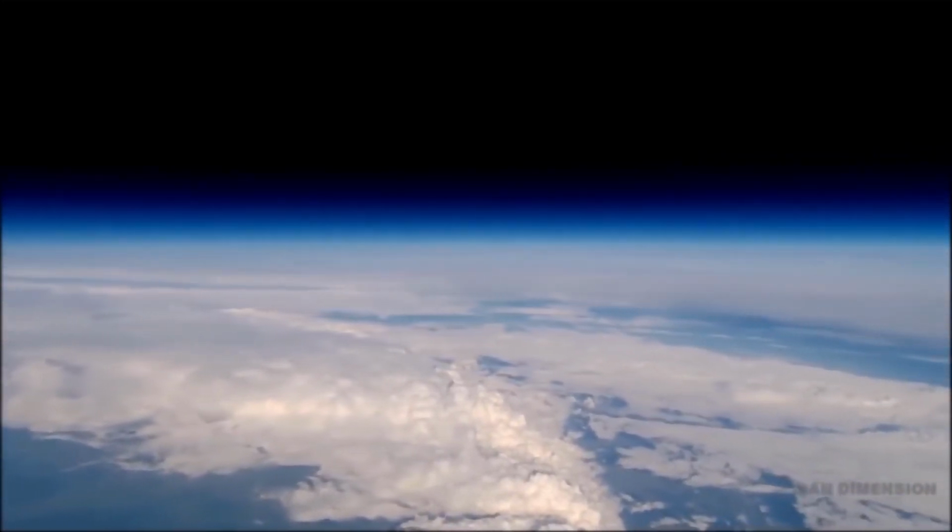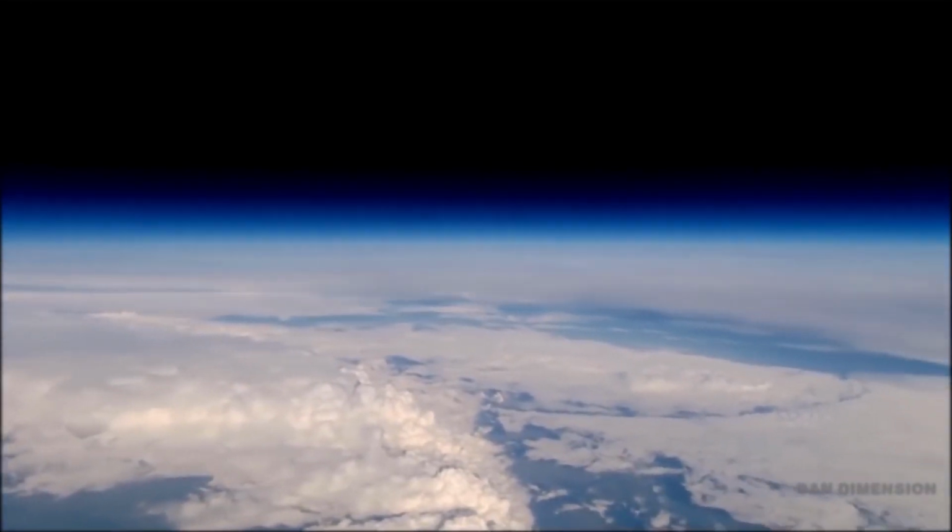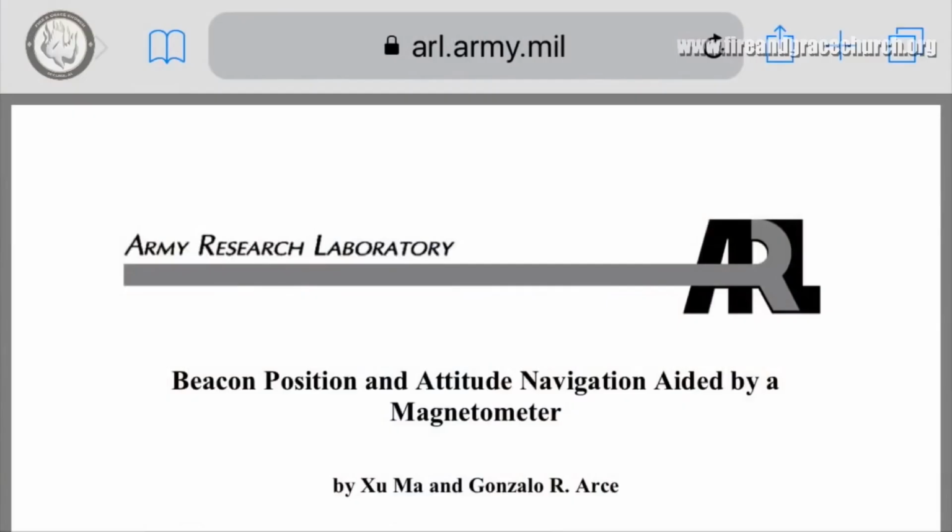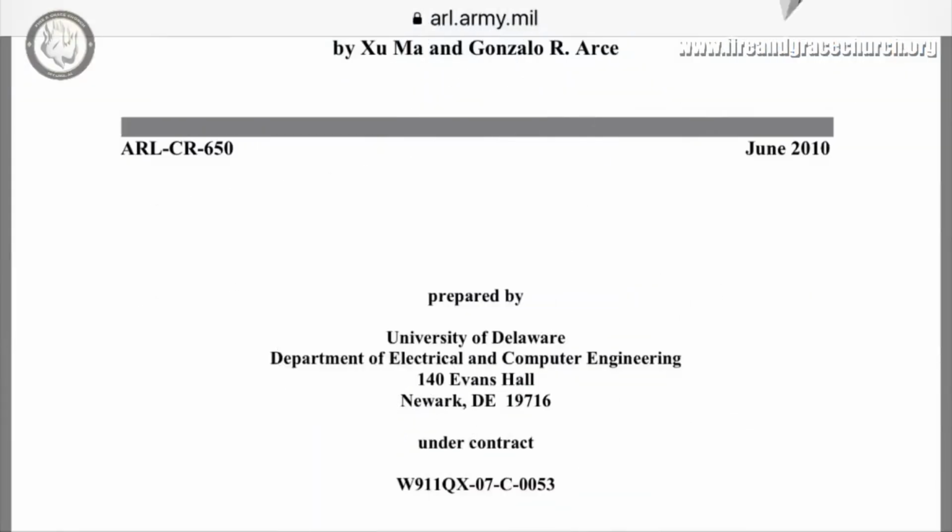All right, so Russian document, CIA documents, declassified. Let's look at them. We're going to go down through some now. I'm going to try to go pretty fast. This is the Army Research Laboratory. Notice whenever you see .mil, in the United States, the only people that can have .mil are the military. This is the Army Research Laboratory: Beacon position and altitude navigation aided by magnetometer. I'm not going to try to pronounce those people's names. The document was prepared by the University of Delaware Department of Electrical and Computer Engineering under contract to the U.S. government.